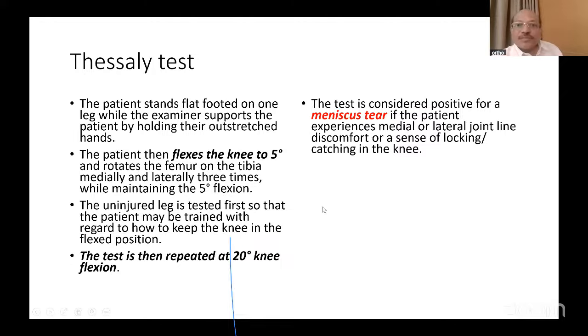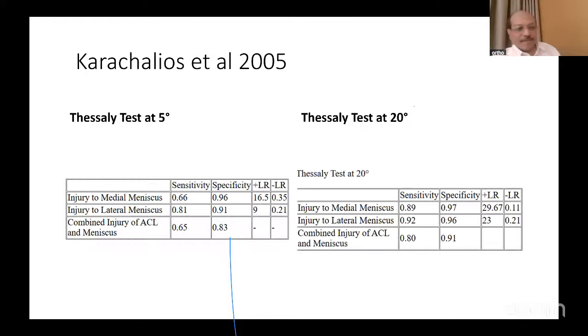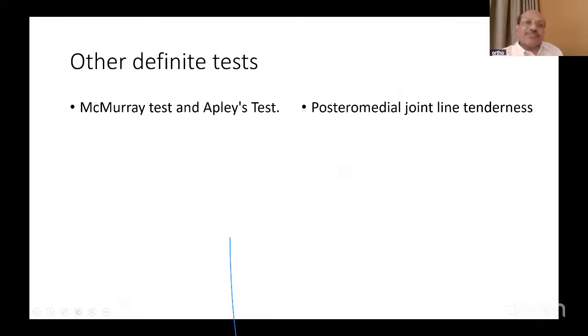So what is the importance? The test is considered positive for a meniscus tear if the patient experiences medial or lateral joint line discomfort or a sense of locking or catching in the knee. This is the sensitivity and specificity of the Thessaly test done at 5-degree and 20-degree knee flexion. You can see here the sensitivity is increased when it is done at 20 degrees. So in both positions, we have to check it. Now, what are the other definite tests for the meniscus?